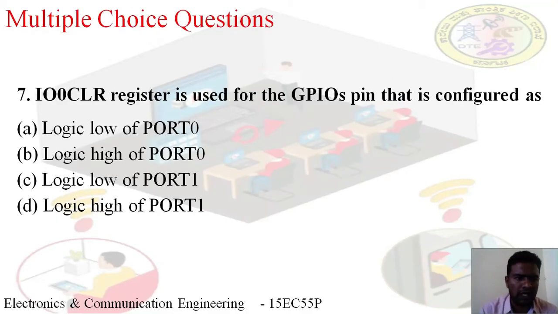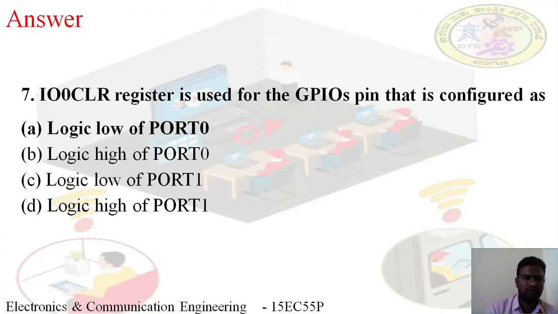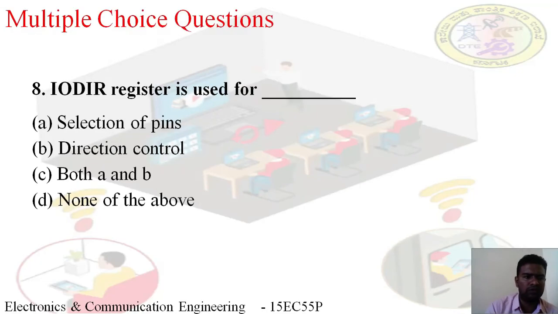Seventh question, IO0CLR register is used for the GPIO pin that is configured as option A logic low for port 0, option B logic high of port 0, option C logic low of port 1, option D logic high of port 1. The answer is option A, logic low of port 0.